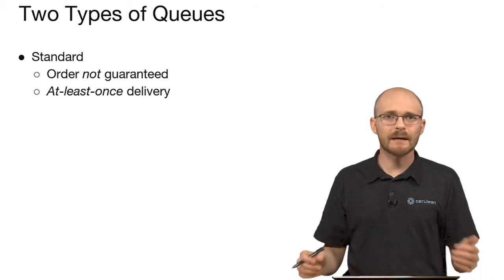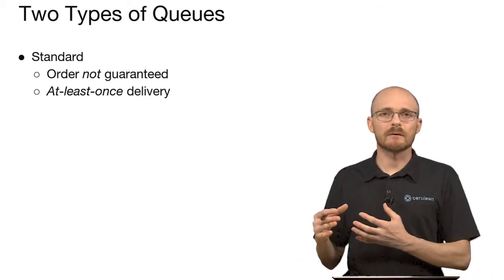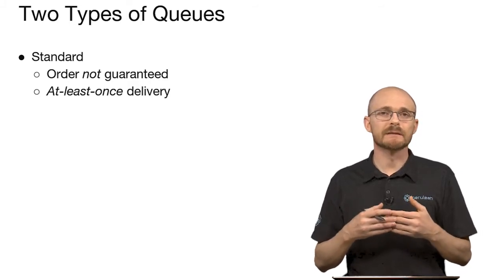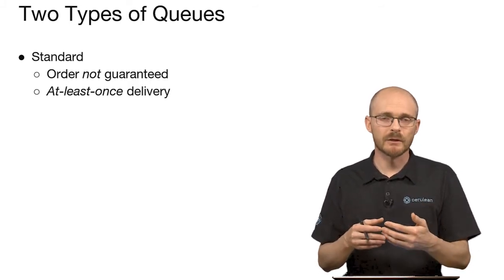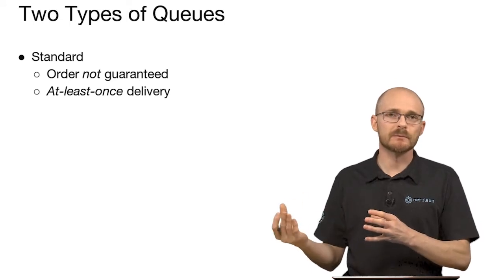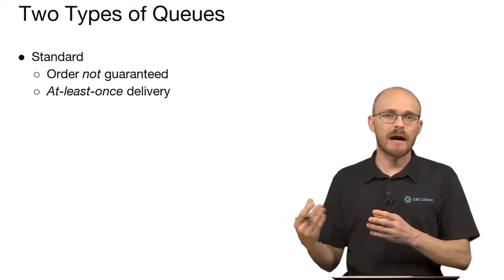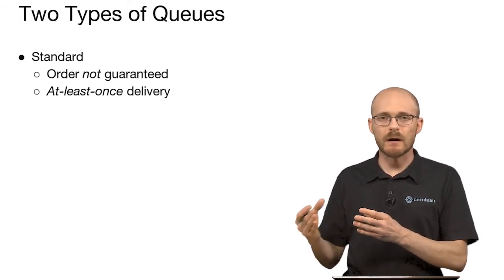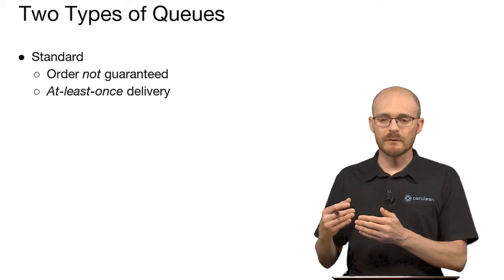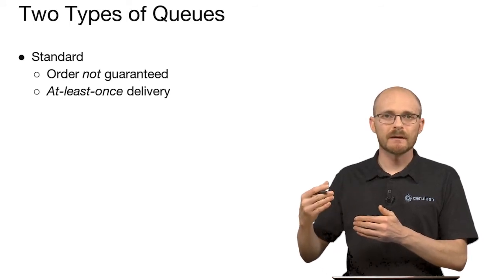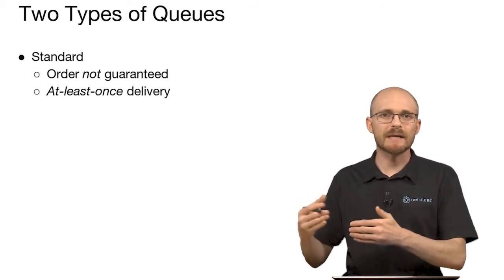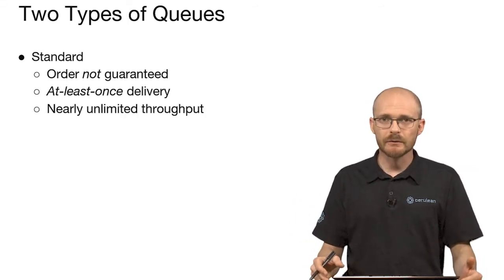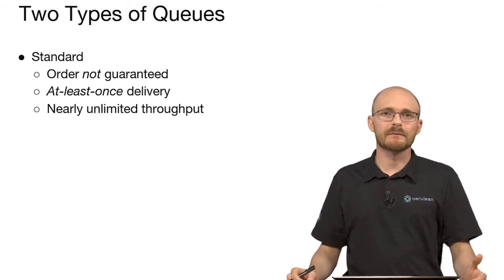It's also an at least once delivery model, meaning that it's possible for a message to be delivered more than once. And so your application would be responsible for any kind of either deduplication or ensuring that your operations are idempotent, meaning that if you end up performing the same process on the same message twice, that you end up with the same result. Now with the standard queue, we get nearly unlimited throughput.